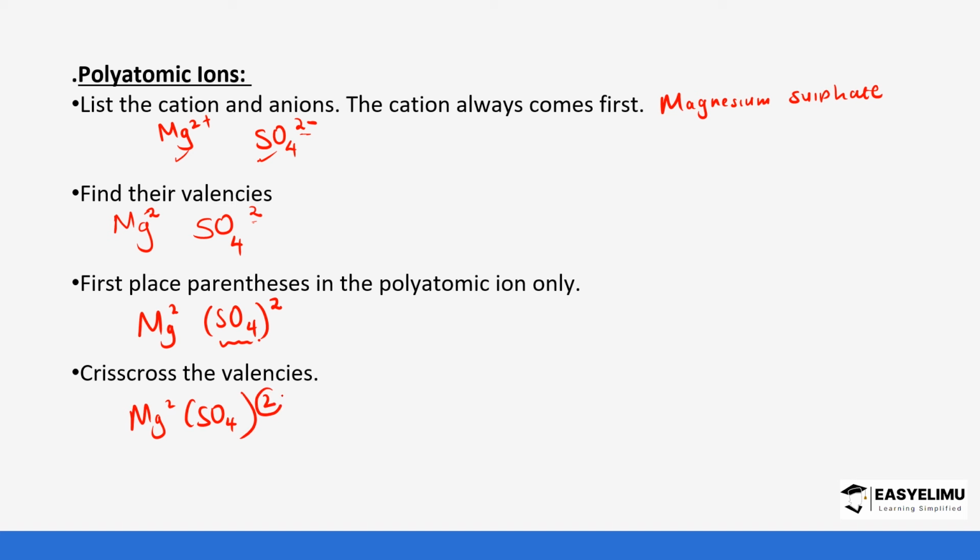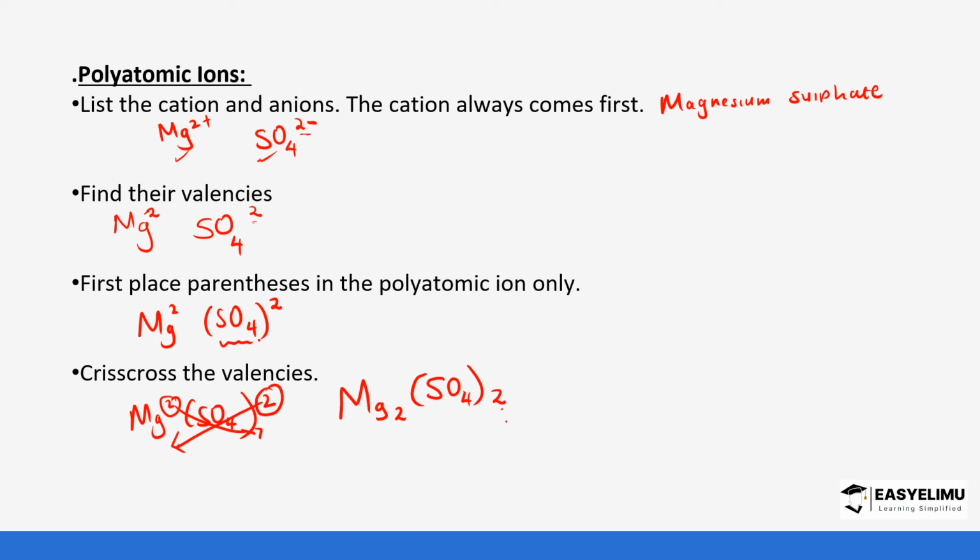So we are going to take this valency and bring it here, and this 2, we bring it here. So we end up having something like this, magnesium with a 2, and then don't forget the bracket, then SO4, and then the 2 here. So you'll notice this 2 from the sulfate comes to magnesium, and this 2 valency from magnesium comes here.